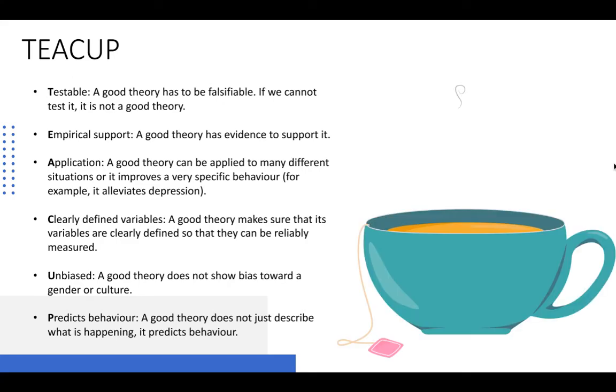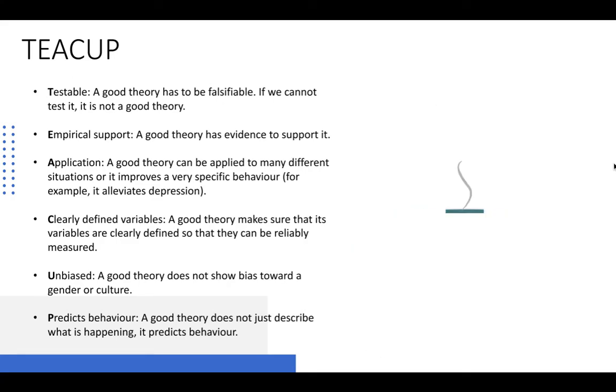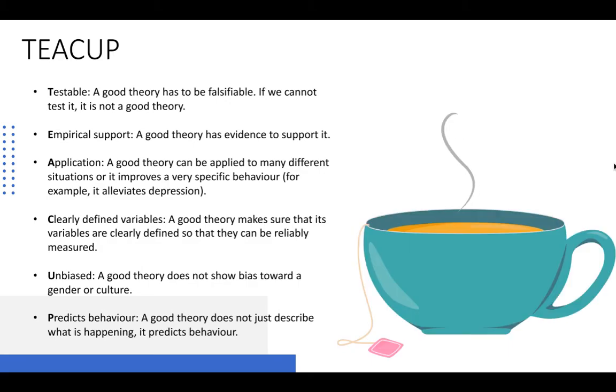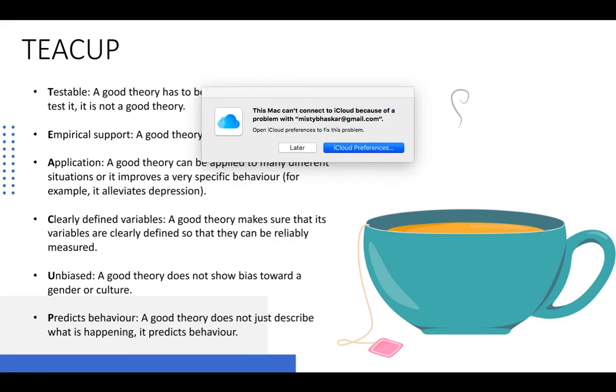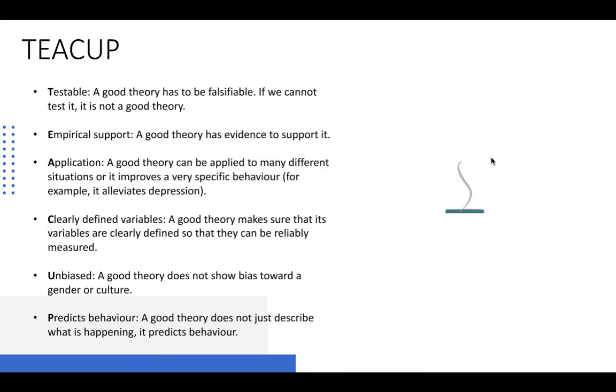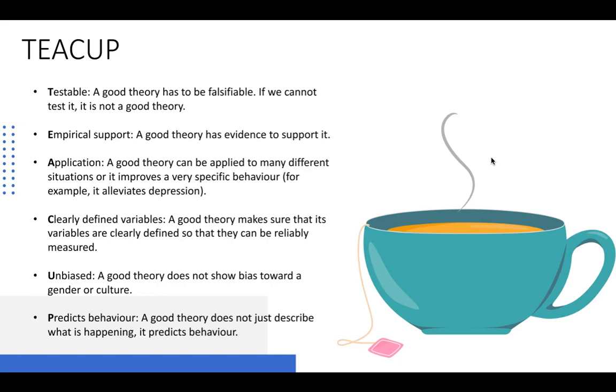A good theory has to be falsifiable. Like I said, nothing can be proved in psychology. There's always room for improvement. There's always some kind of drawback that comes into the study of behavior. Human beings are very complex. So a good theory should be able to be falsified, which then means that there needs to be good procedures put in place, okay? If we cannot put in a good procedure to test it, it is not a good theory, okay?